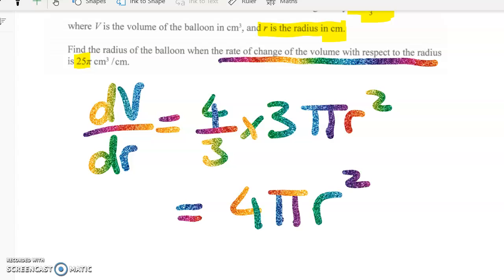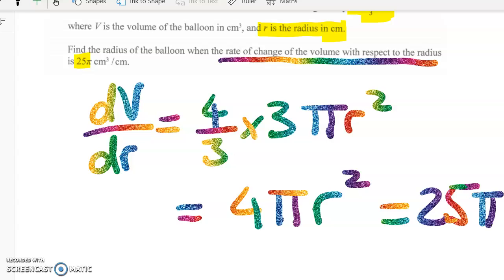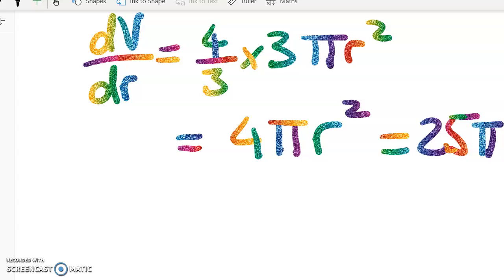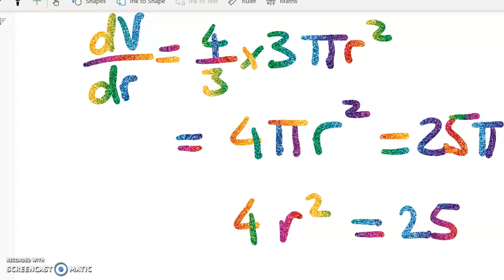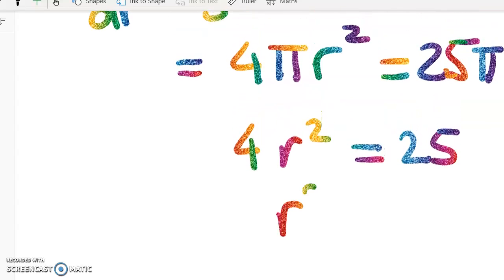And now we have to solve that to figure out, well, when that rate of change is equal to 25 cubic centimetres per centimetre, what's r? So it's 25 pi. And what we've got happening here is that we can divide both sides through by pi, and we get r squared. I'll go really slowly. So we get 4r squared is equal to 25. And then dividing through both sides by 4, we get r squared is equal to 25 over 4.